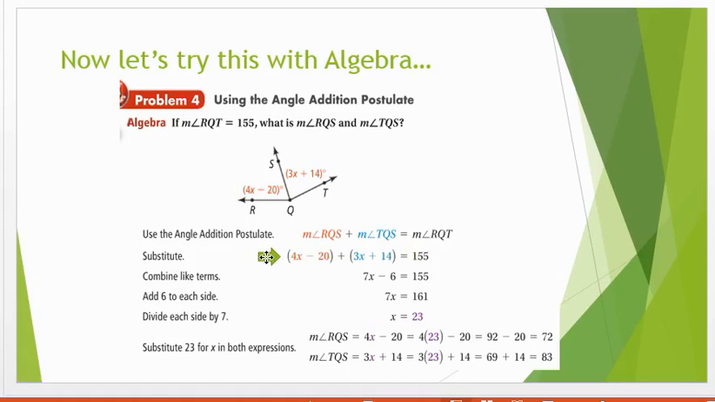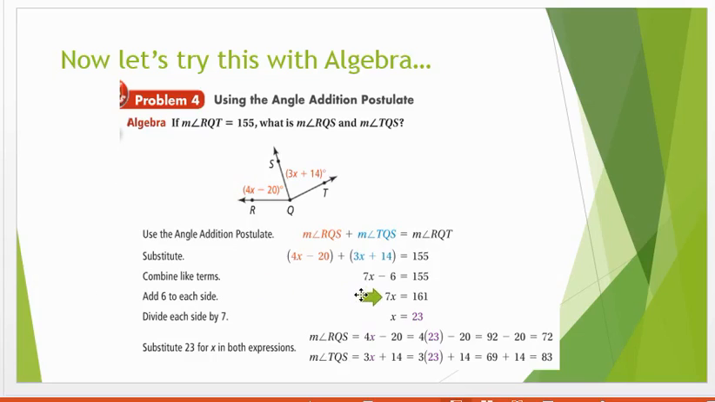Now that we have the equation set up, this becomes just a basic algebra problem that you were used to doing in Algebra 1. I'm going to combine my like terms. 4x and 3x give me 7x. Combining like terms, negative 20 added to 14 gives me negative 6. And again, that's equal to 155. Why 155? Because that is what was given to us in the problem as the measure of this exterior angle.